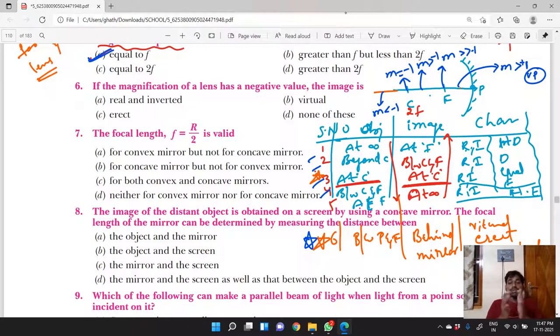So this concept is clear about the formation of images. Diagram drawing and everything I will discuss in the next possible videos. Please try to concentrate.